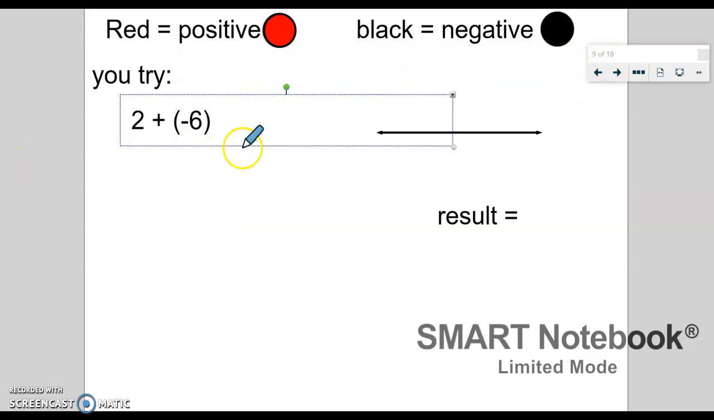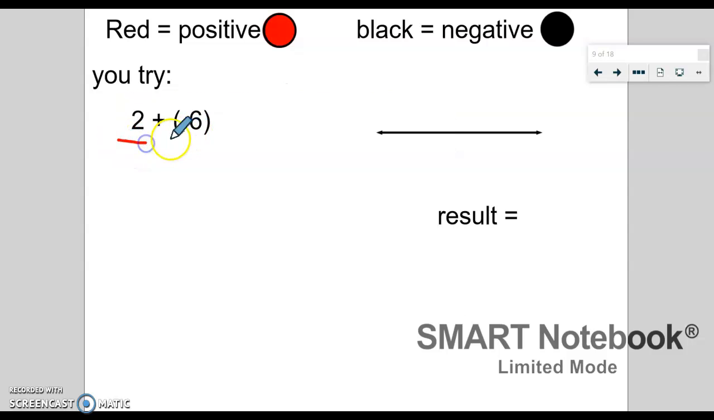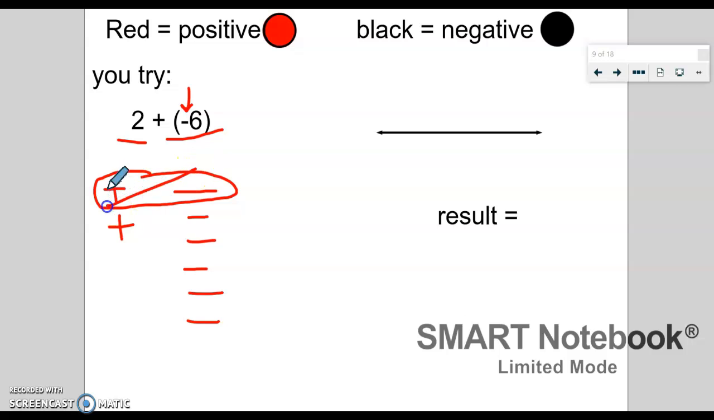Another example. Again, I encourage you to pause and try at any time any of these problems. So you have +2 plus -6. I have 2 plus signs. 1, 2. And I have 6 negative signs. 1, 2, 3, 4, 5, 6. These cancel out, a plus and a negative. Another group cancels out. What am I left over with? 1, 2, 3, 4, 4 negative signs.